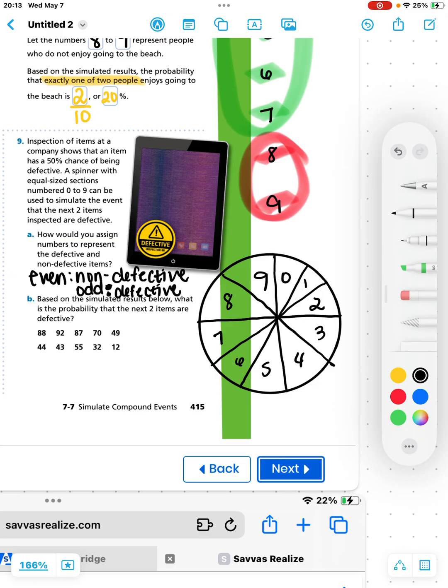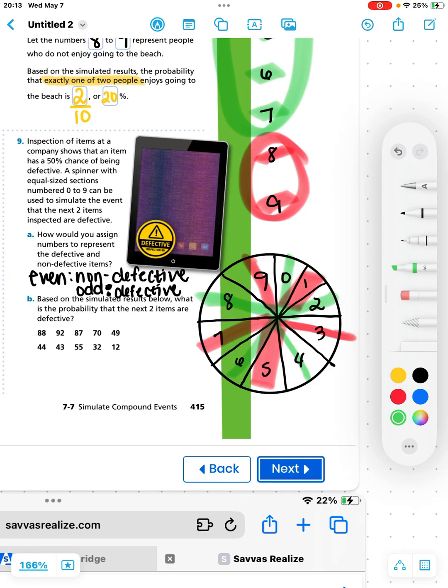Now, you could do things different. If you wanted 0 through 4 to be your good to go, and then your 5 through 9 be your not good to go, that would be fine too. I'm just a little quirky, and I want my odd numbers to be defective. We don't like those. And then my even numbers to be good to go. But really, that one's kind of opinion based. As long as you have that spinner and 50% of your choices is defective and the other one is non-defective, you're completely fine.